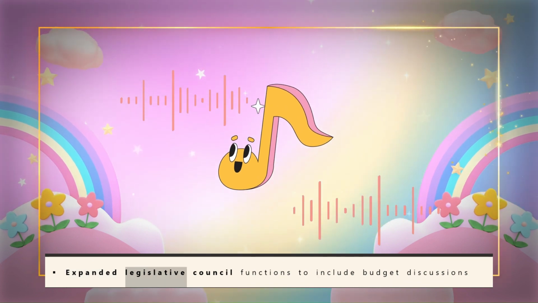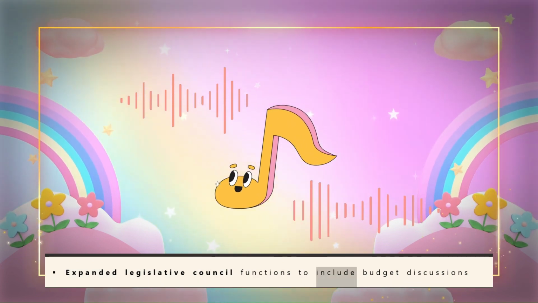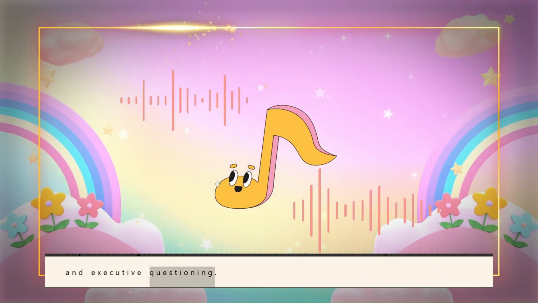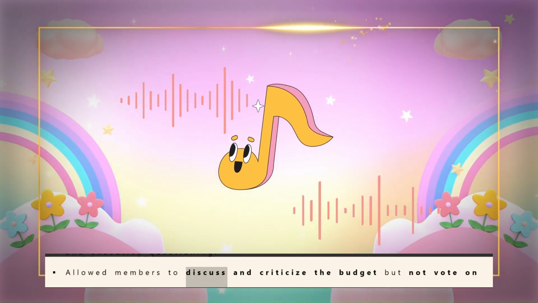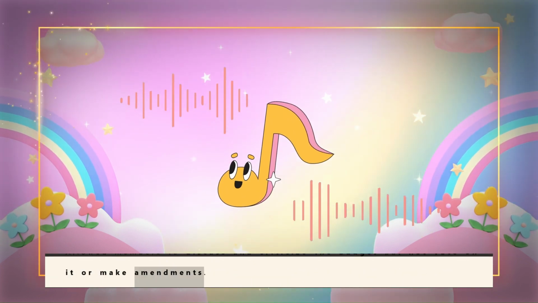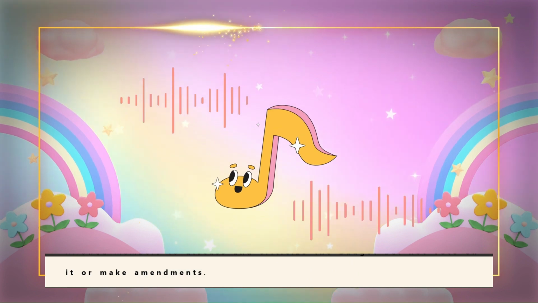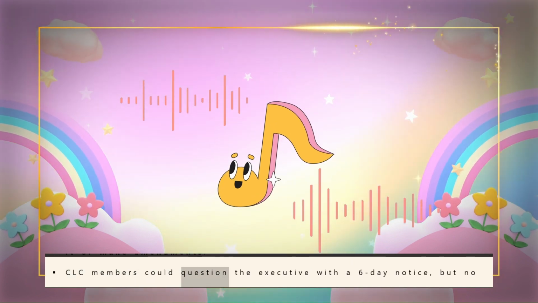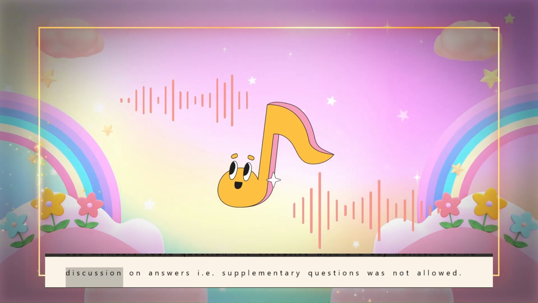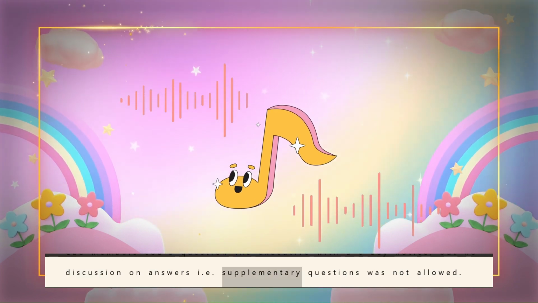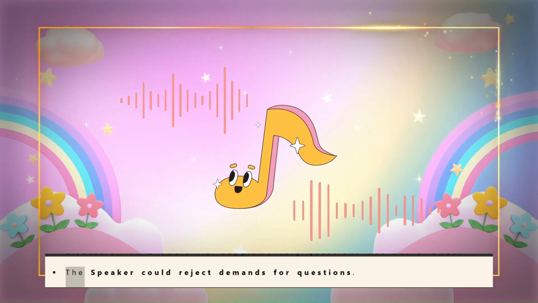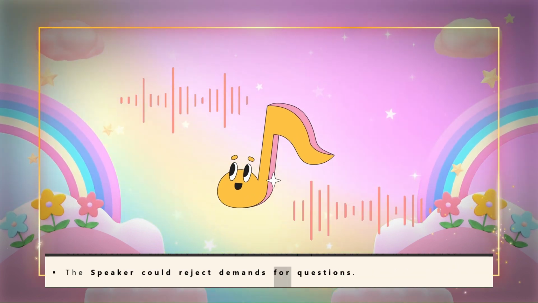It expanded legislative council functions to include budget discussions and executive questioning. Members could discuss and criticize the budget but not vote on it or make amendments. CLC members could question the executive with 6 days' notice, but no discussion on answers, i.e. supplementary questions, was allowed. The Speaker could reject demands for questions.